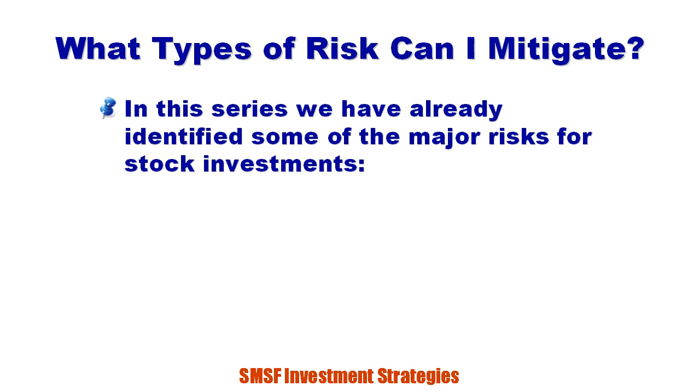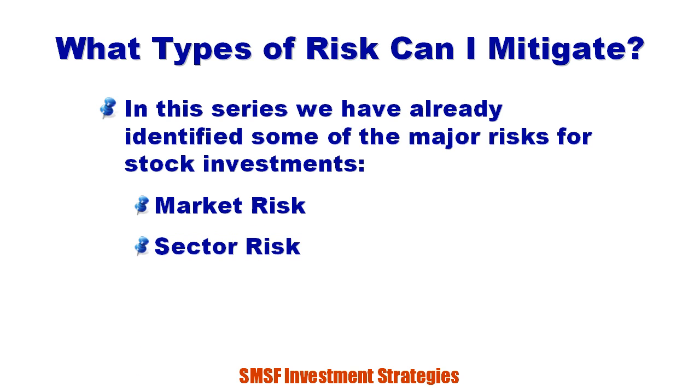In the first video in this module, we identified that some of the major risks for stock investments are market risk, risk that affects the whole stock market; sector risk that affects all the stocks in a particular sector; and company-specific risk that is specific to a particular stock. For stocks that do not have options, we can still mitigate market and sector risk using options. To mitigate company-specific risk, you can set a stop loss to sell the stock if the stock falls below a certain price to minimize your loss.